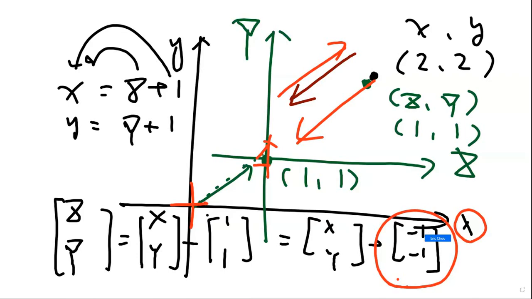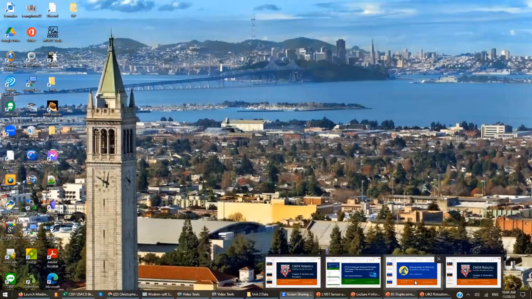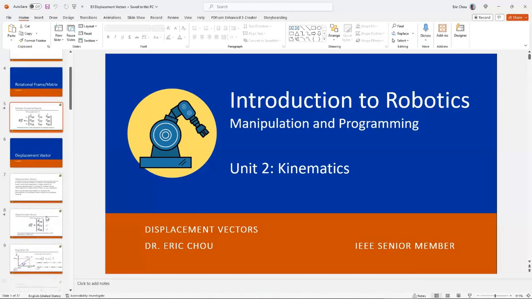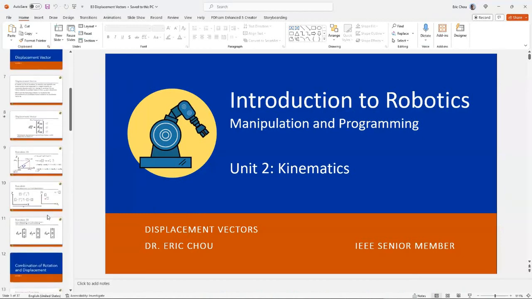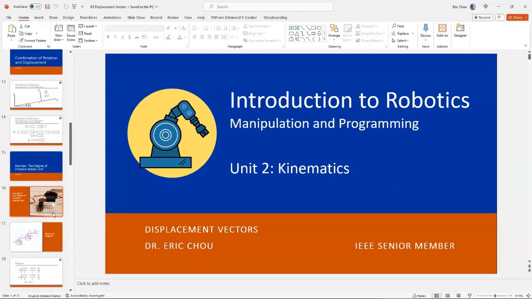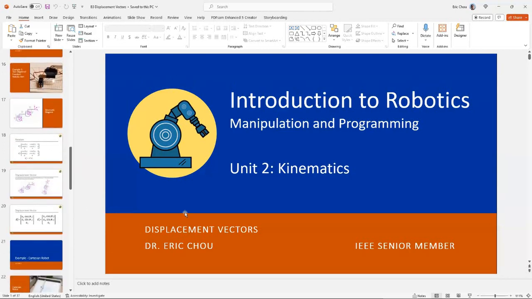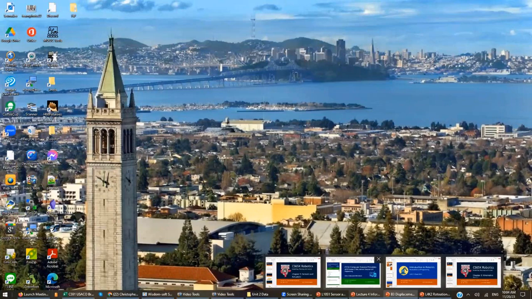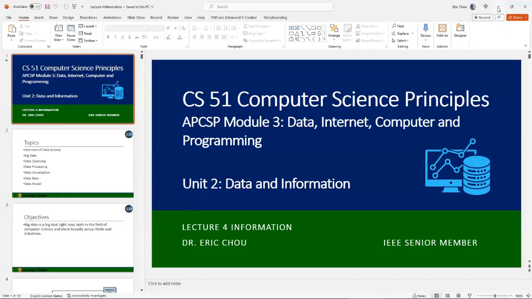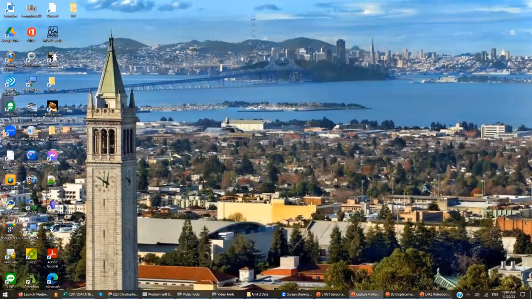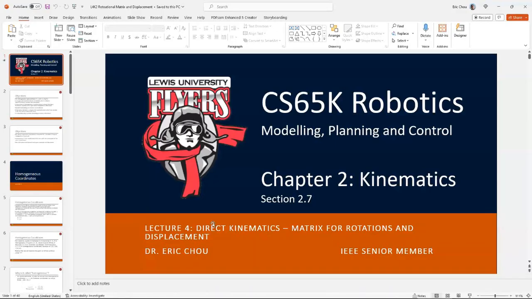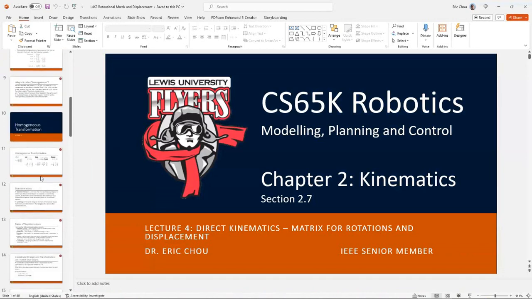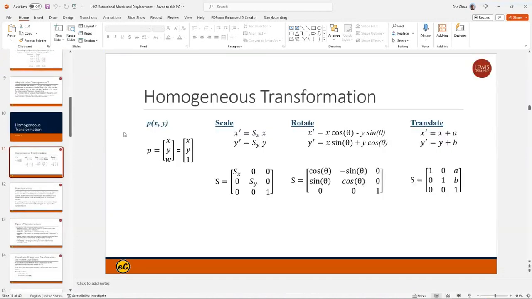Let me point out one more thing. There's a rotational matrix and there is a displacement vector. So let's look at another one. Should be this one. Okay, this page we spent some time on, so let me explain this page one more time.